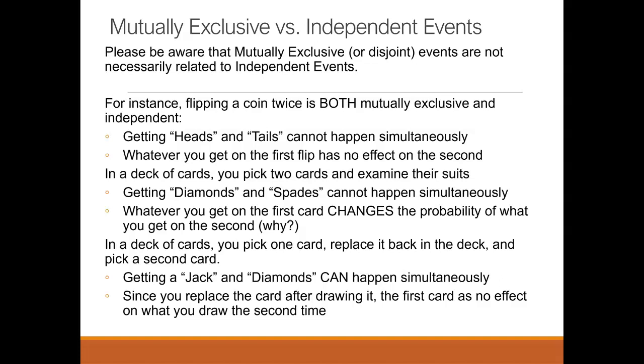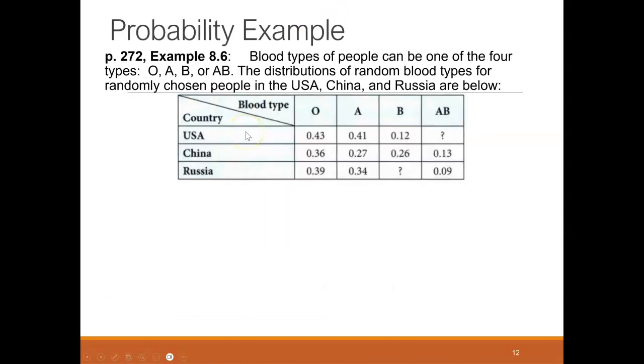In a deck of cards, if I pick 1 card, replace it back in the deck, and then pick the second card, if I'm looking at Jack or Diamond, or Jack and Diamonds, that's not mutually exclusive because there are Jacks that are also Diamonds, so there's some intersection there. But it is independent because I'm putting the card back after I draw it. Is everybody okay that you can have all of these possibilities?